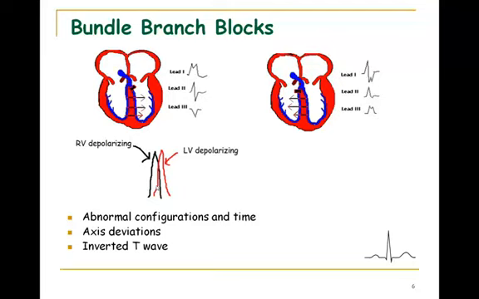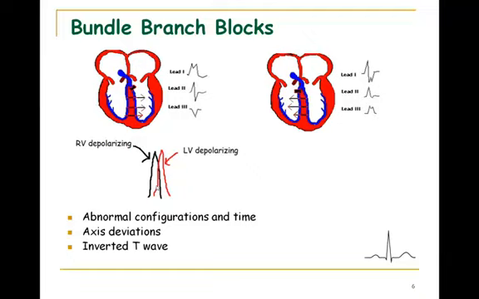You need to be able to say the QRS is prolonged, plus you need to differentiate: is the configuration bizarre or is it normal? Okay, but generally with bundle branch blocks the QRS duration is a little bit longer, usually greater than 0.12 seconds.